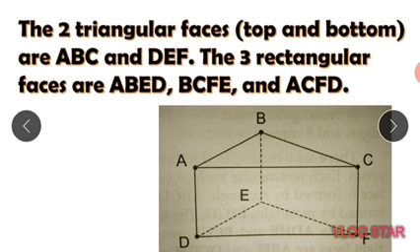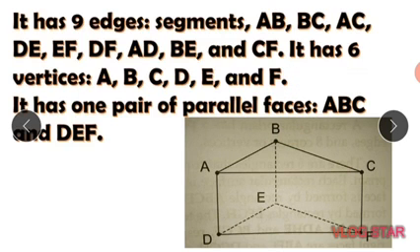Next are the three rectangular faces, that is ADFC, ADEB or ABED, then BCFE. So those are the three rectangular faces of this triangular prism. This one is a triangular prism.